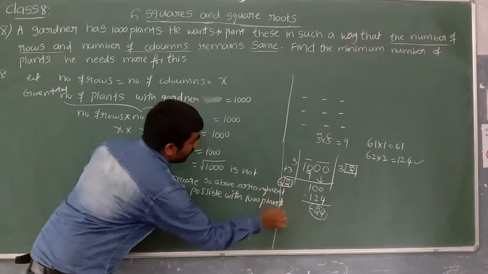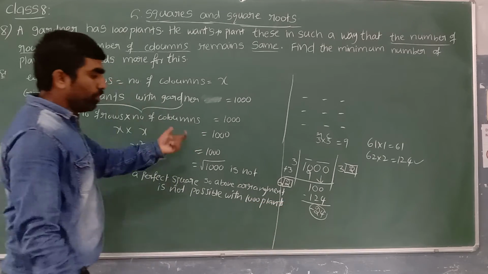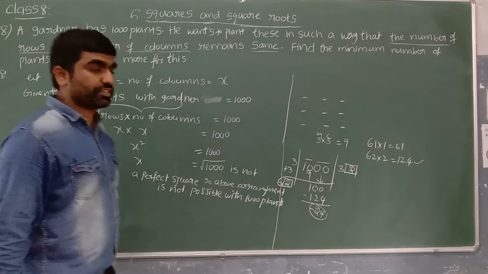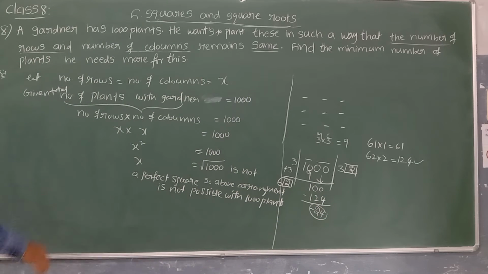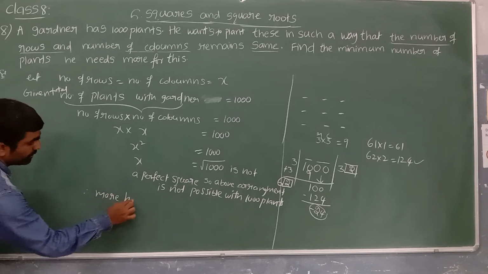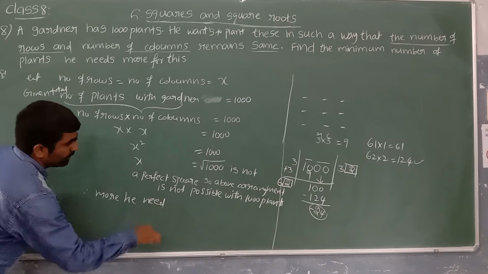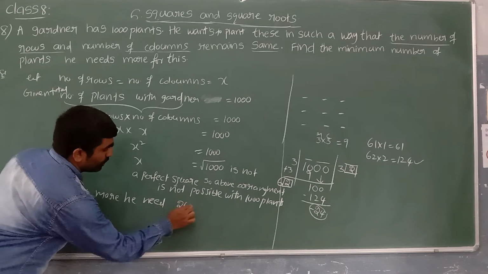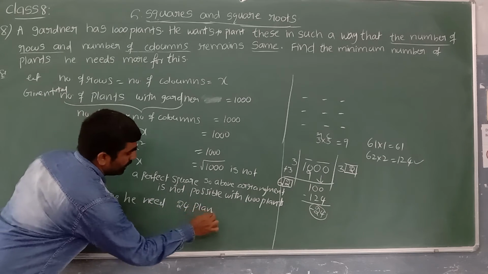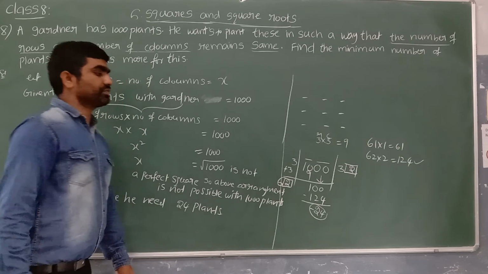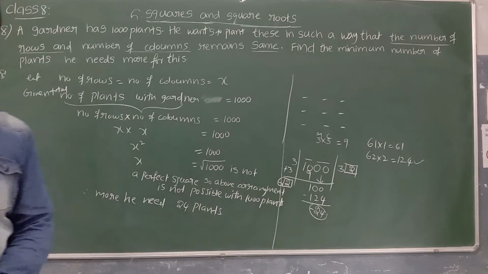So what do we have to do? We are asking how many more we want. I want 24 more plants, so that we can arrange them in that order. We can write: therefore, you need 24 more plants. That is the way we can find the solution.